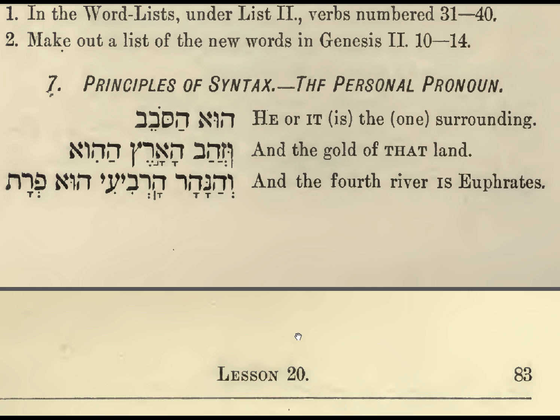Some notes on syntax. Hu has sobib, he or it, the one surrounding, the surrounding. So it is the surrounding one. Hu has sobib. Hu zahab haaretz hahi. And gold, the land, the that. So, and the gold of that land. U zahab haaretz hahi.